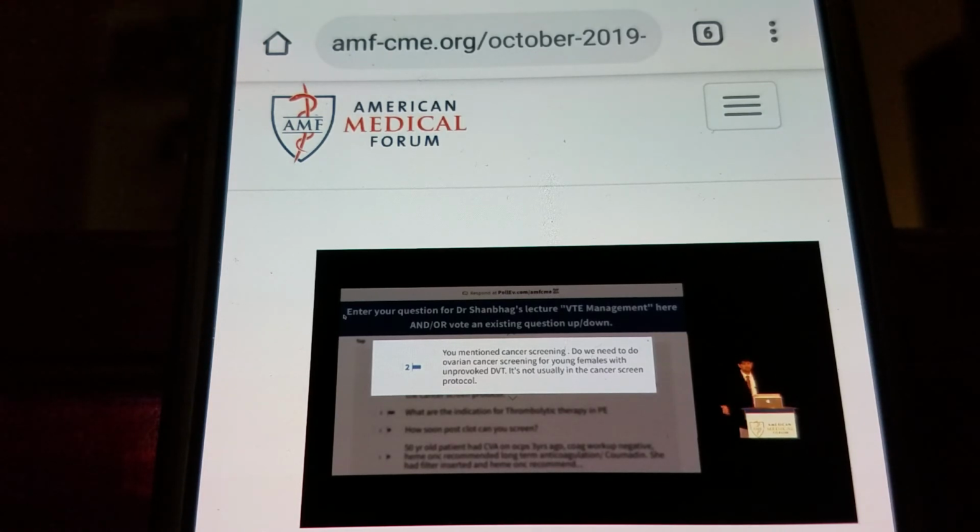So if there's a family history of ovarian cancer, perhaps you could get imaging when they present with their PE, also looking at the abdomen. But on a population level, there's very, very low chance of finding occult malignancy in somebody who's young, who's a non-smoker.